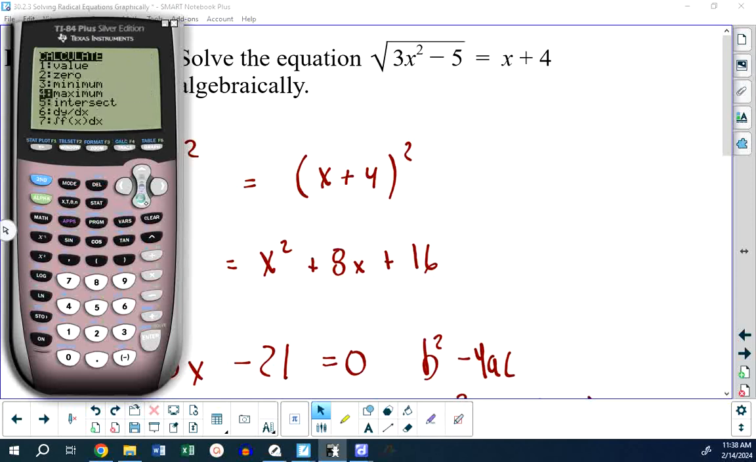Calc, intersect. Where's my cursor? Right now my cursor is where one of the functions doesn't exist. It's kind of in the middle. So I'm going to scroll. There we go. It's over here somewhere. Enter, enter, enter. There's that number for x. And if you do the same thing to the other side, you'll get the 5.81.